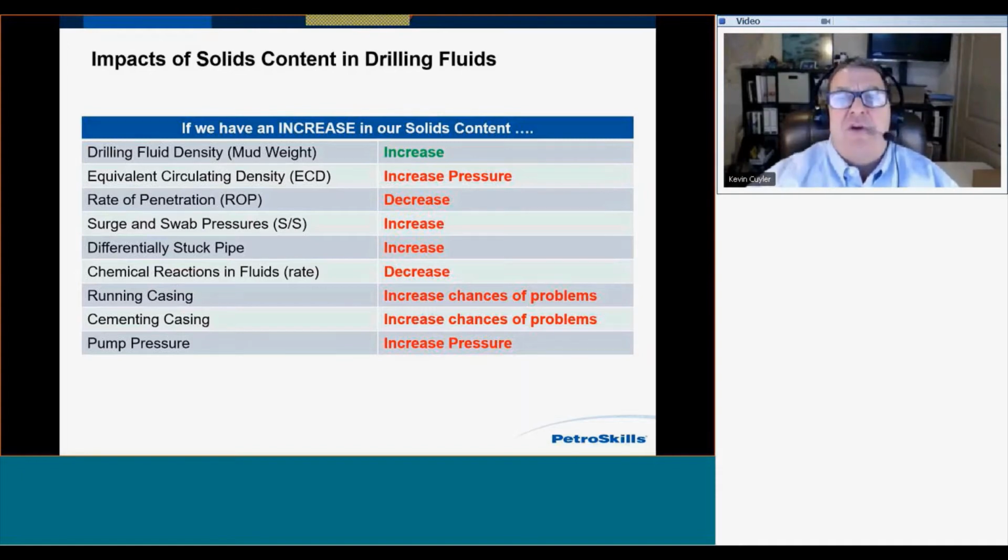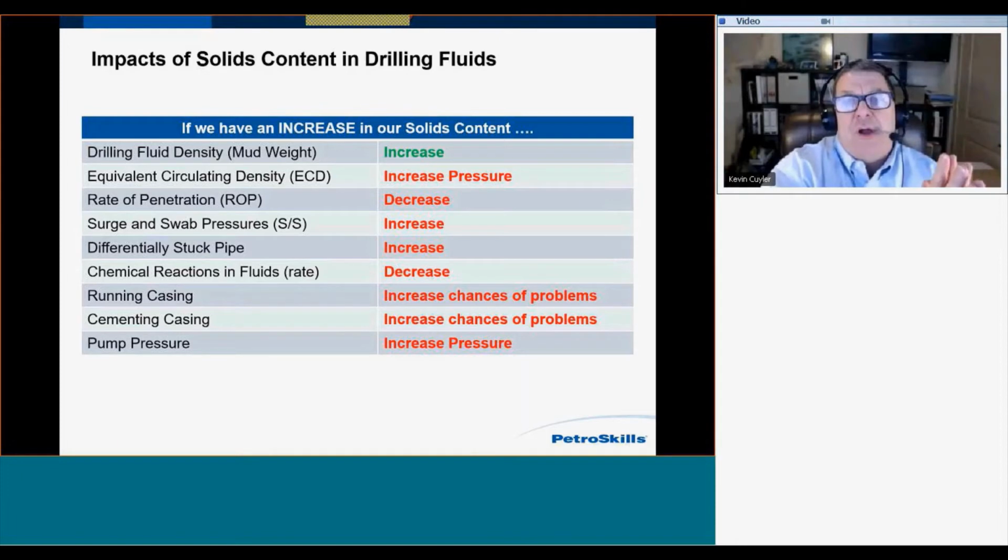We also have an increase in differentially stuck pipe. As we talked about earlier, with formation solids, as we try to build a wall cake with it, the wall cake is not very consistent. It's not smooth. It's very rough. It has a lot of gaps in it, and thus we have fluid loss to the formation.